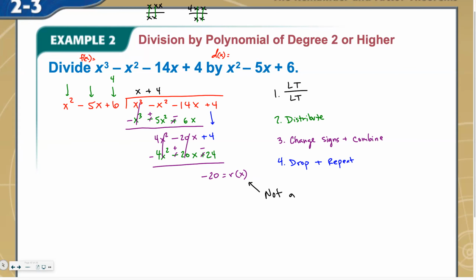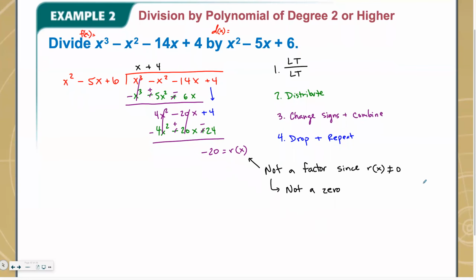Not a factor. Honestly, I should say x squared minus 5x plus 6 is not a factor, since the remainder does not equal 0. And if it's not a factor, what else is it not? Very good, not a 0. Good work. If you graph this one, it would not hit the x-axis. It's not a factor.